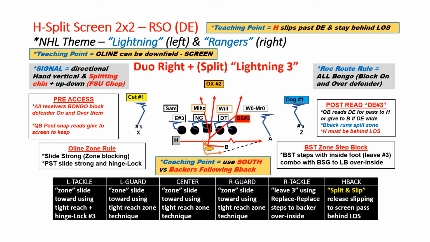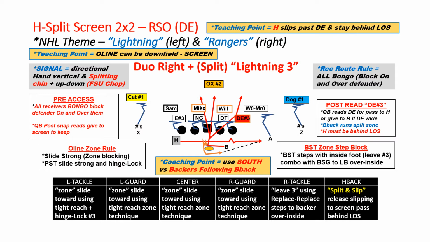To build off of this, where our O-line is still just doing their zone blocking ISI calls, we'll go ahead and do what we call an H split screen. Now we're going to change the signal, where we take that vertical FSU chop and bring it from our chin, meaning we're splitting the chin. This tells the H, the A, and the Z that they're doing a screen concept.